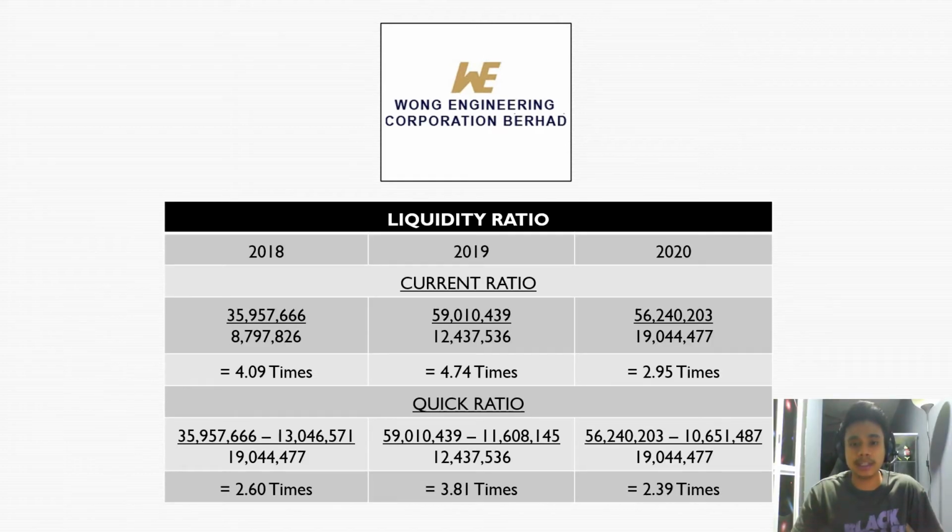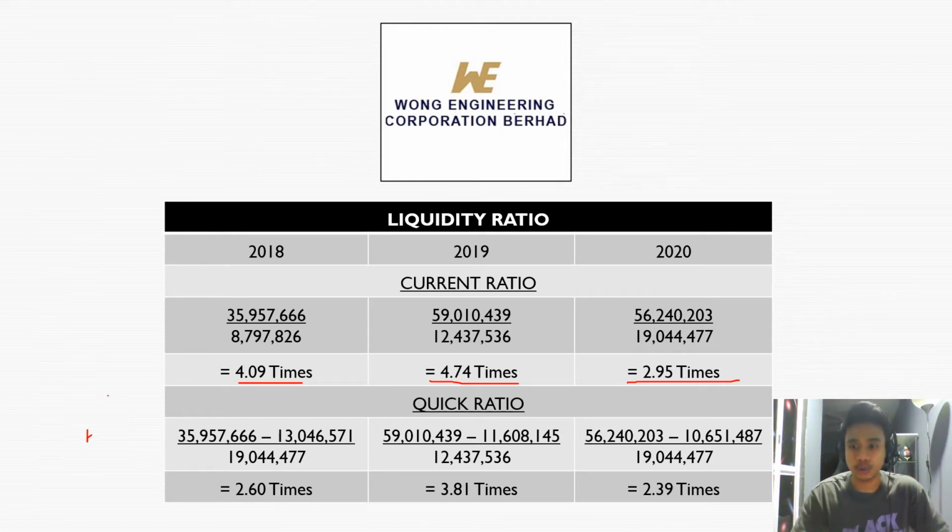For the liquidity ratio of Wong Engineering Corporation Berhad, the current ratio shows that the company has been growing into its capacity from 2018 to 2019 because the current ratio is increasing. However, from 2019 to 2020, the current ratio for the company is decreasing. This may be because the company has fewer liquid assets to pay off its liabilities.